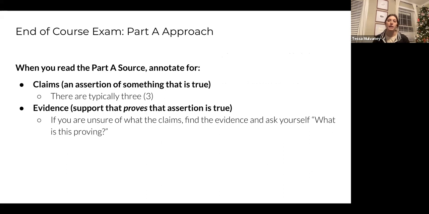All right, so let's focus on our approach when you open this document, which I'll have you open in Notability in a few minutes here. When you're reading the Part A source, your first task is to annotate it, to read it and to make sense of it, to mark it up. You are annotating for 2 things.